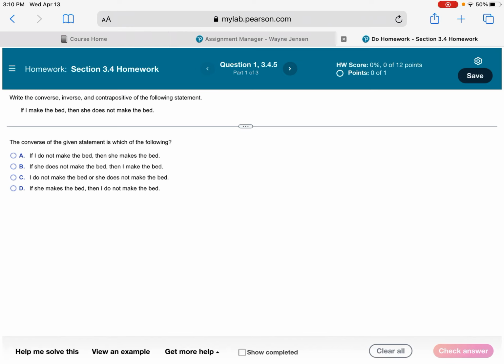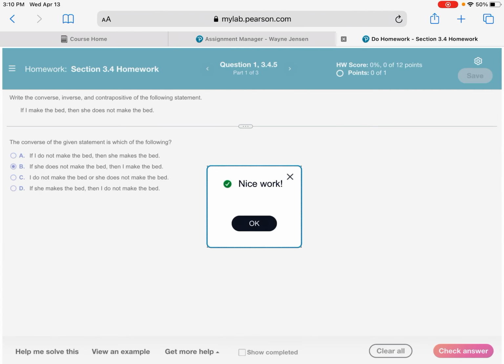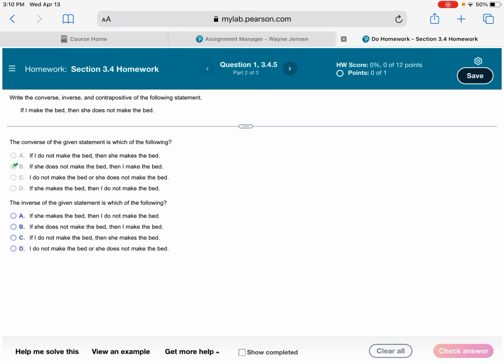Remember, anytime they ask for the converse, the Q is first. So we're looking for the making of the bed being first, and the converse is just flipping the two. It's the contrapositive that negates them both. So we want: she does not make the bed first and make the bed second. So if she does not make the bed, then I make the bed. Well, that seems to be the complete flip of what's there. So let's check that. It says we did a good job.